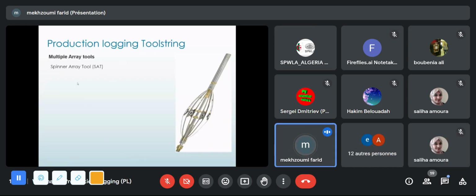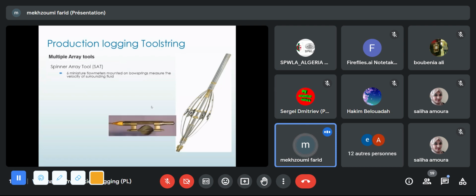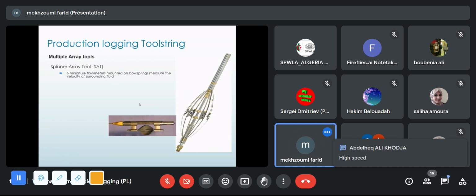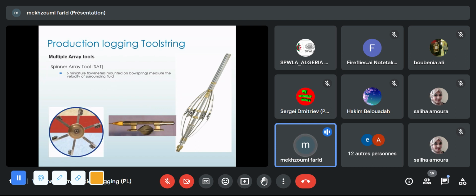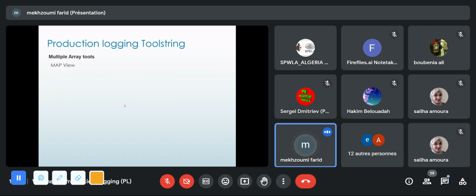Okay, so this one is the spinner, the small one. You see, it's like a turbine size. So they have this miniature flowmeter, and of course it will be in this position for a horizontal well because we have stratified flow. You can see the map view. That's what I talked about, the flow regime.